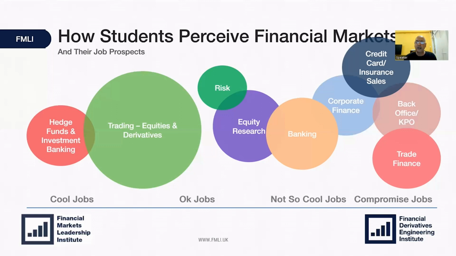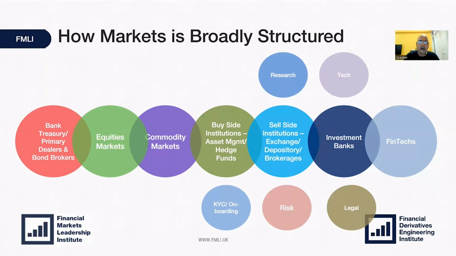Then there is banking job, corporate finance. Corporate finance, people think that it's boring. Of course, then there is trade finance, back office, KPO, etc. So, students have created a perception that these kind of job opportunities are good and these are bad. Now, how the market is broadly structured.